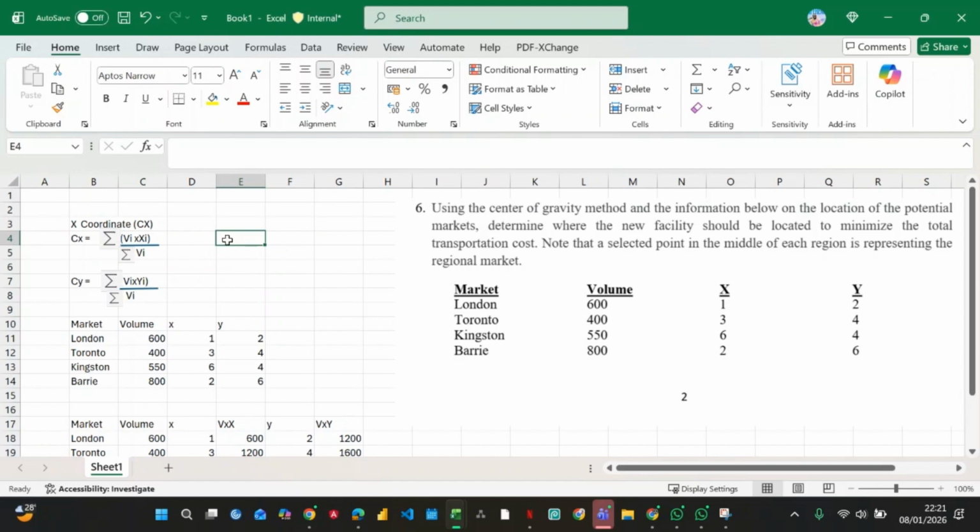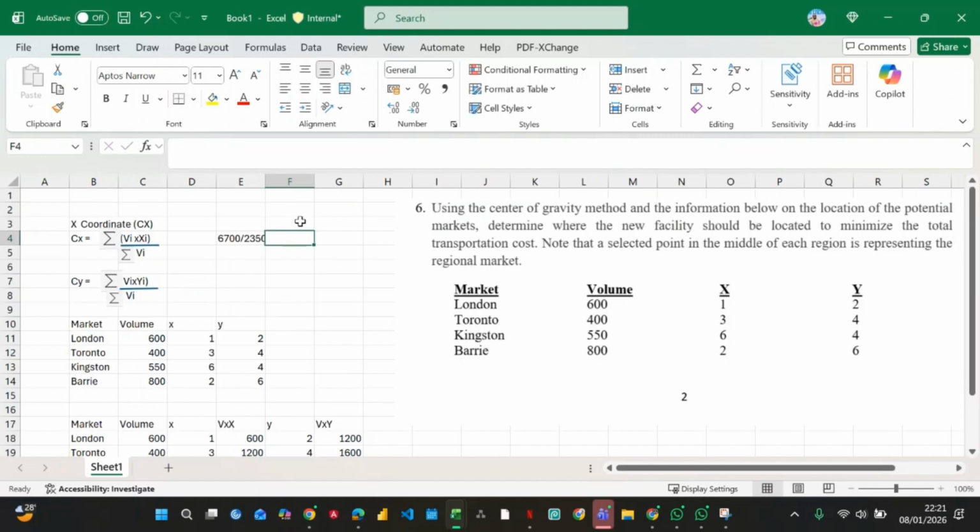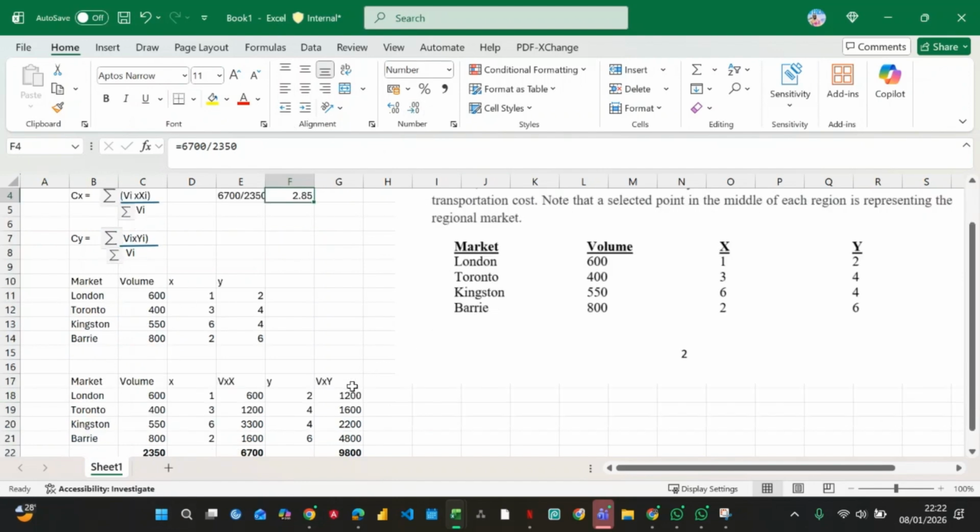So here, this was for x. It's just going to be 6,700 divided by 2,350. You get? So this will now give us this is what we get. We need to reduce the decimal point to be like this.